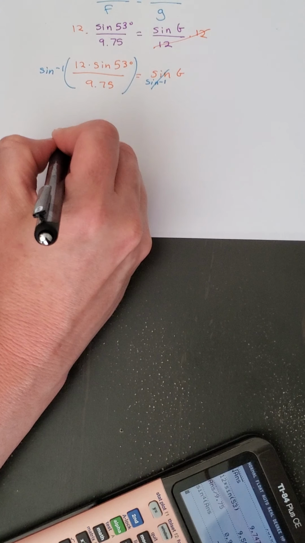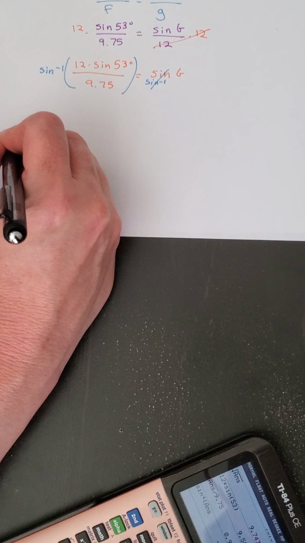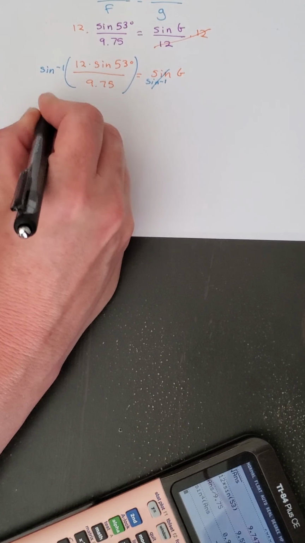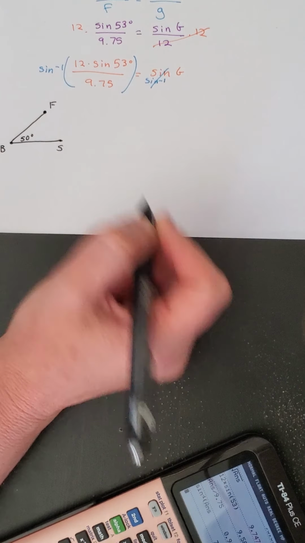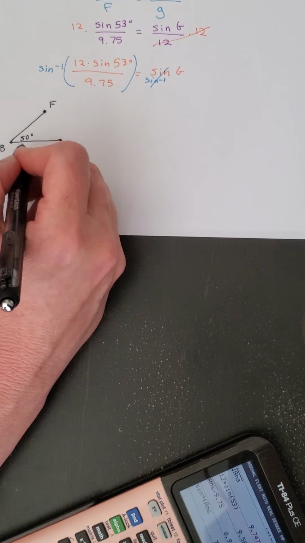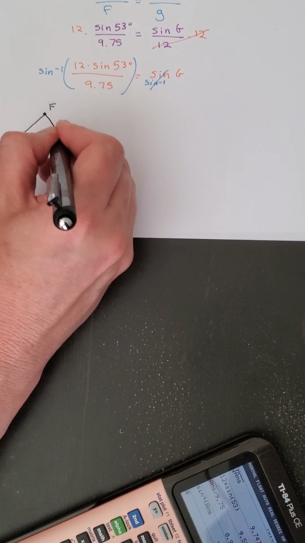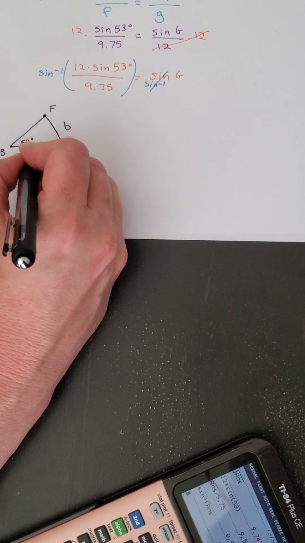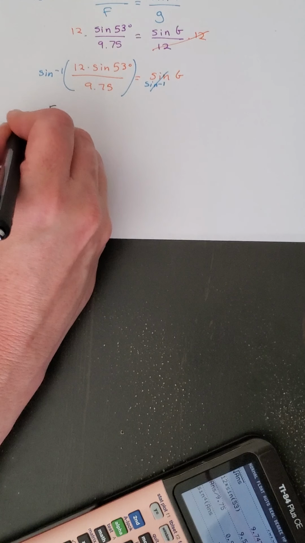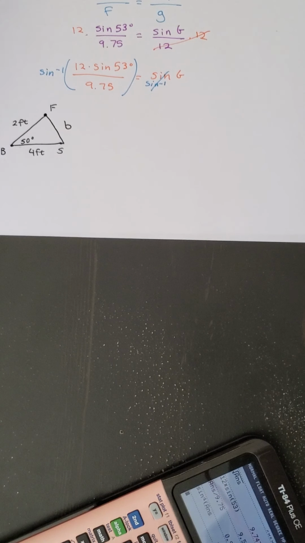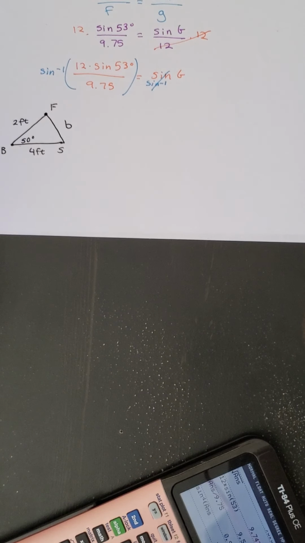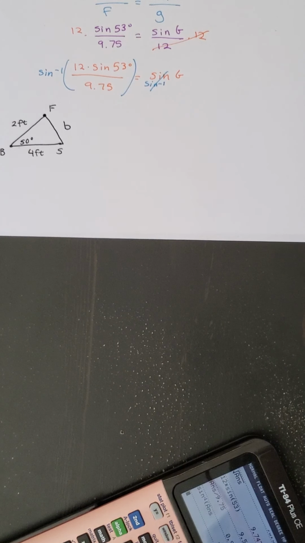Again, we have a sundial, a birdbath, and a flagpole. The angle at B, the angle of the birdbath, is 50 degrees. We're missing this side b. We know this is 4 feet. We know this is 2 feet. And we're looking for b. All right, so we're going to go ahead and use law of cosines. Remember, to use law of sines, I have to have the angle and the side across from it, and I do not.